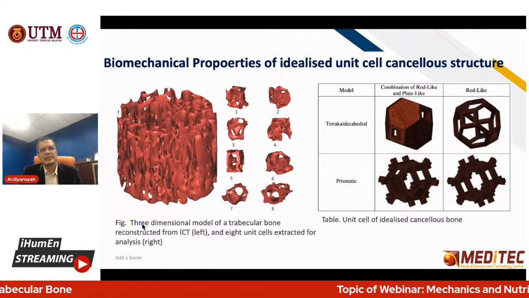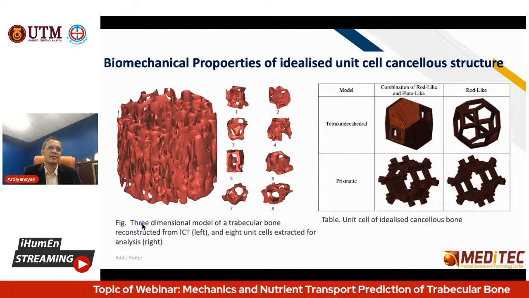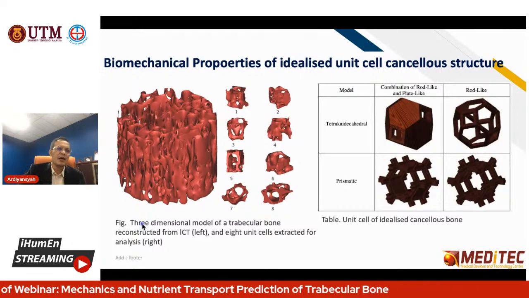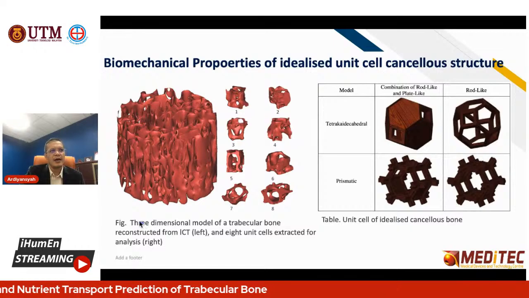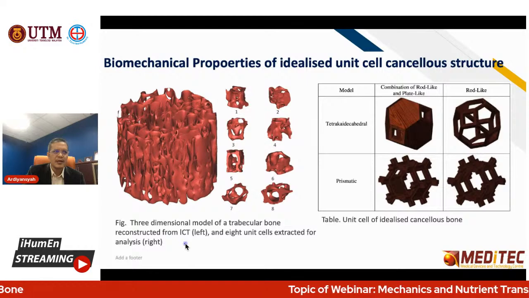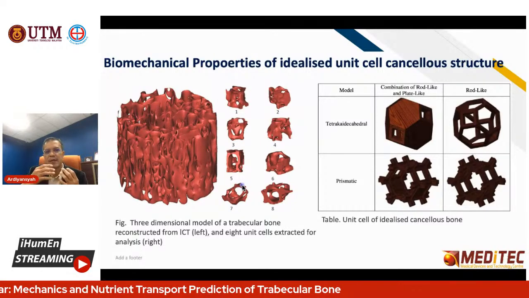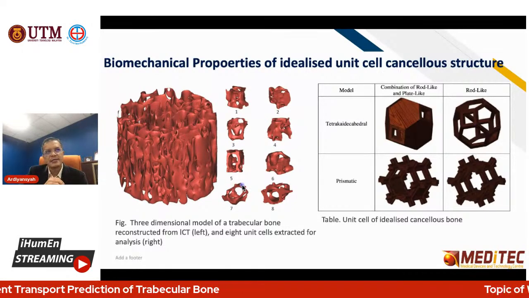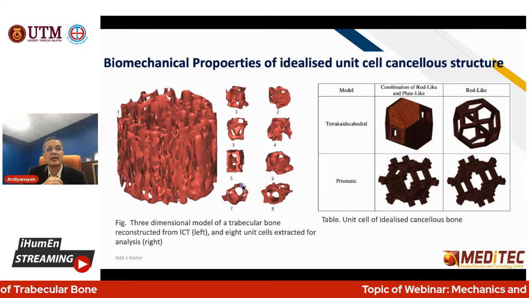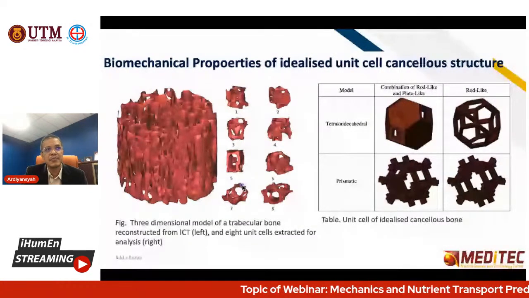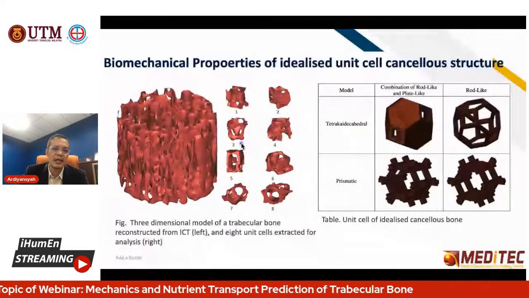This is the biomechanical properties of an idealized unit cell cancellous structure. This is one example. After we construct the trabecular bone from the MicroCT, in studying the trabecular bone, we can study it by unit cell. The trabecular bone has a very unique unit cell. This is 8 samples of the unit cell. You can take them from here one by one, and then analyze.